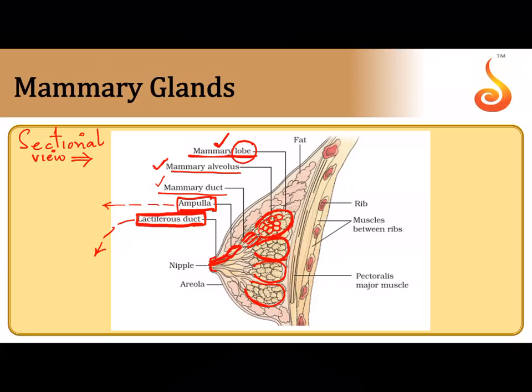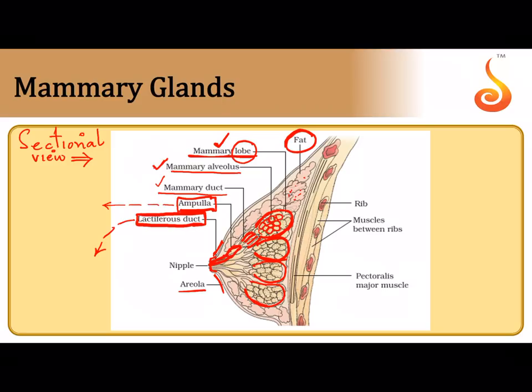And one important thing is, surrounding the nipple you can see pigmented areas of skin, and these pigmented areas of skin are referred to as the areola. So areola refers to the pigmented skin present around the nipple. And you can also see a lot of fatty tissue inside the mammary gland. Now these structures represent adipose tissue.